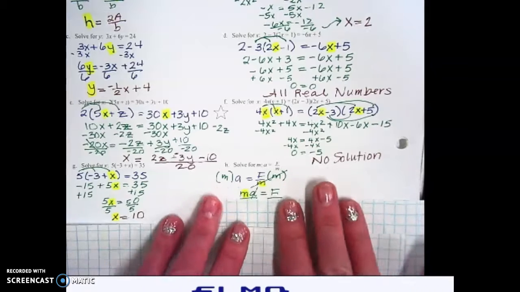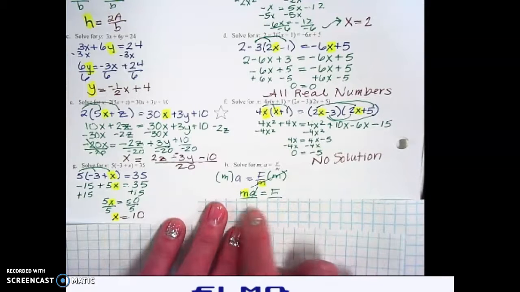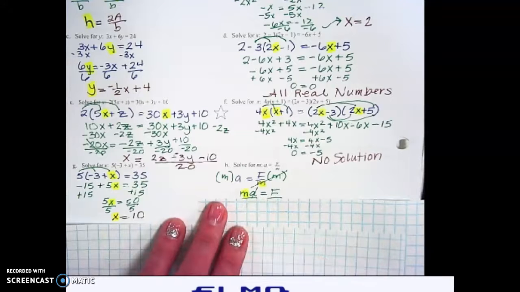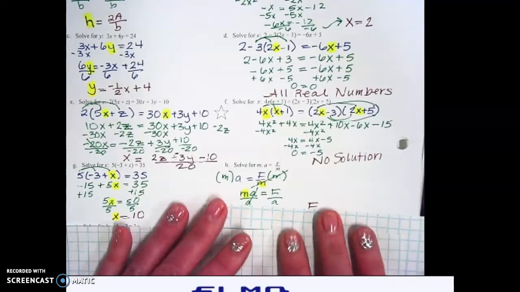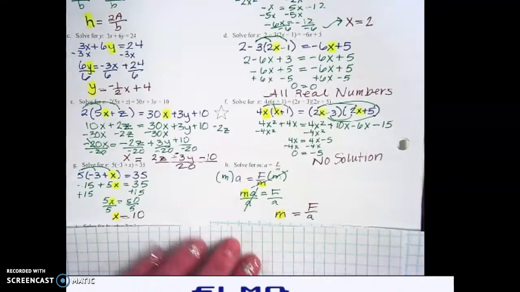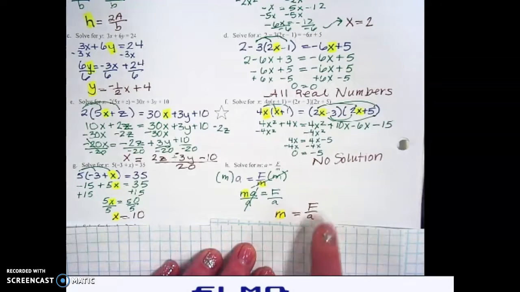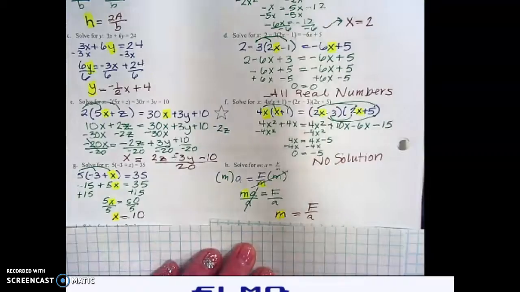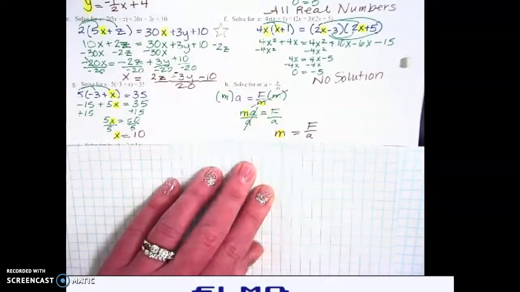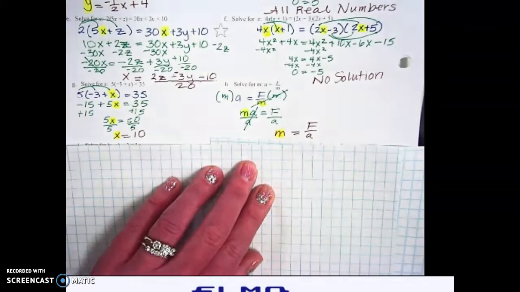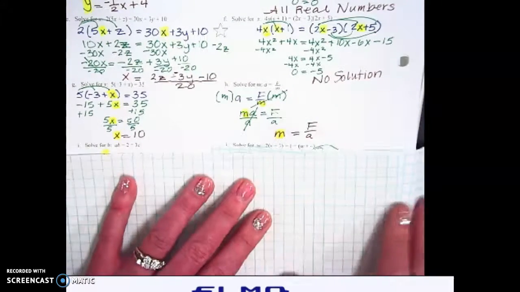Then we have MA equals F. And if we want to solve for M and it's being multiplied by A, the inverse operation of multiplying by A is? So we want to divide both sides by A. They cancel on the left, and we end up with M equals F over A. Any questions on H? All right, jumping down to I.